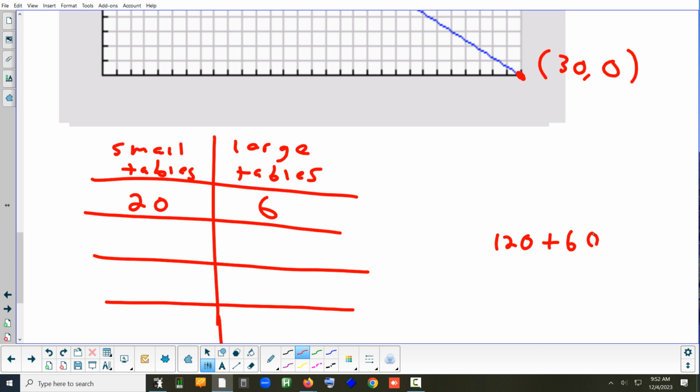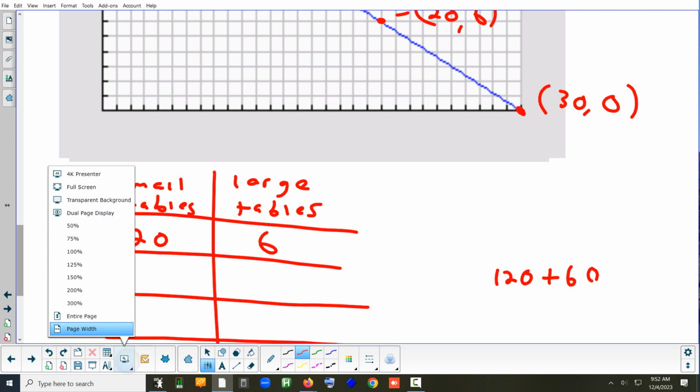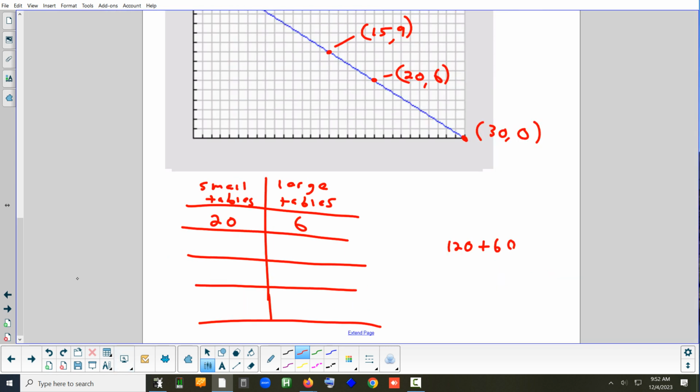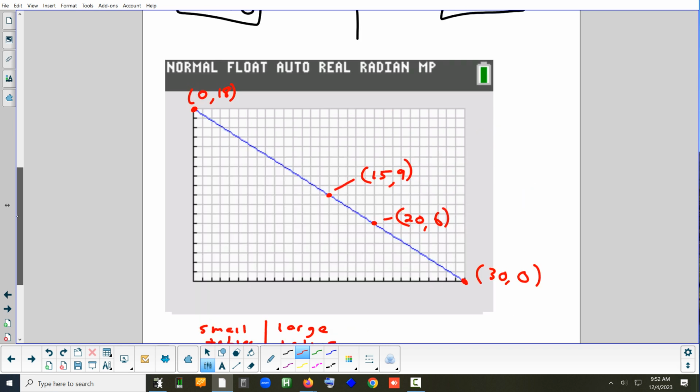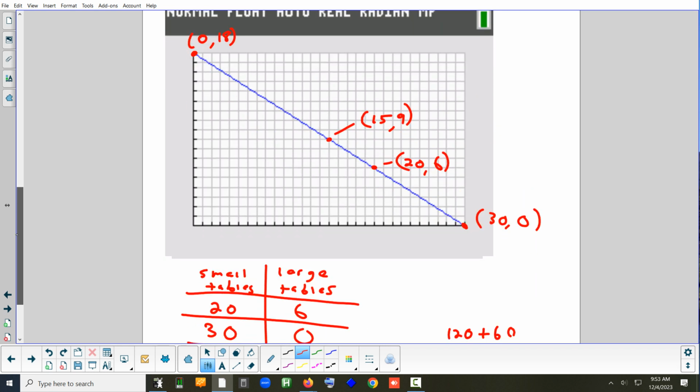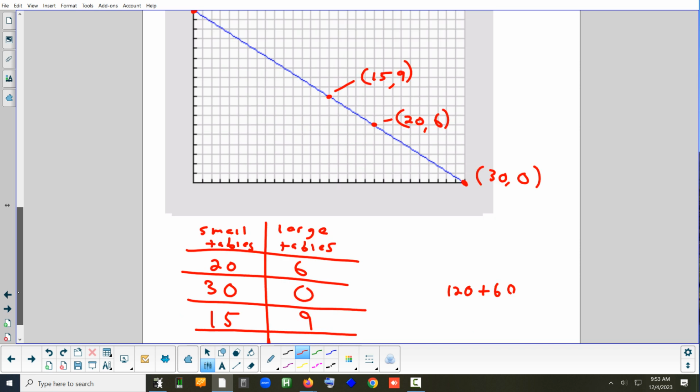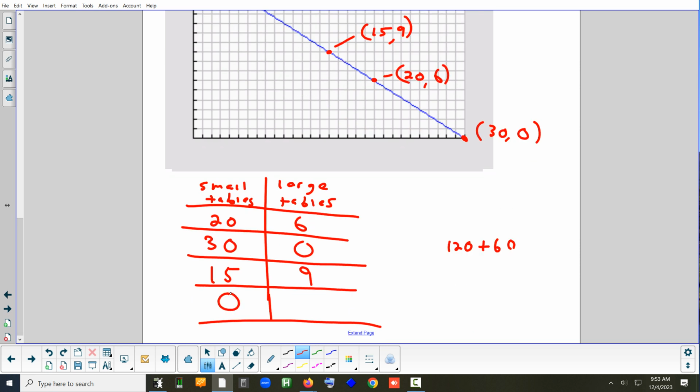Okay. What would be another arrangement of tables I could do? Yeah, 30, 0. I could say, forget large tables. I'm just going to get all small tables, no large tables at all. What's another arrangement? 15 and 9. Yeah. I could do 15 small and 9 large. Or, what's my last arrangement? 0 and 18. Yeah, I could say, you know what, I'm not going to get any small tables. I'm just going to rent 18 large tables.